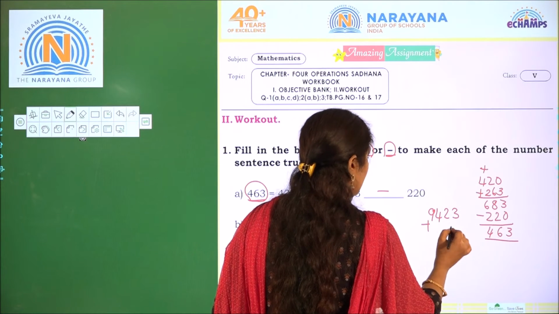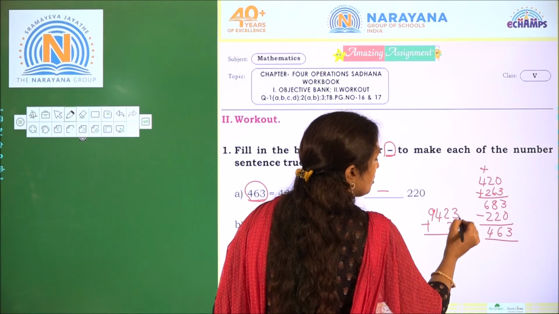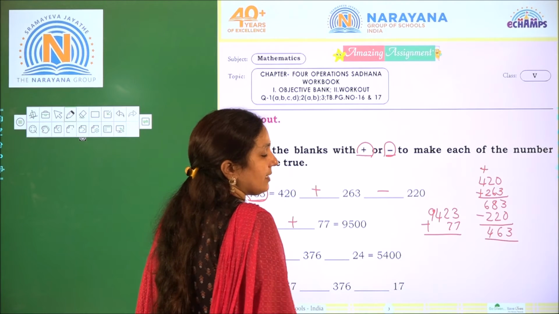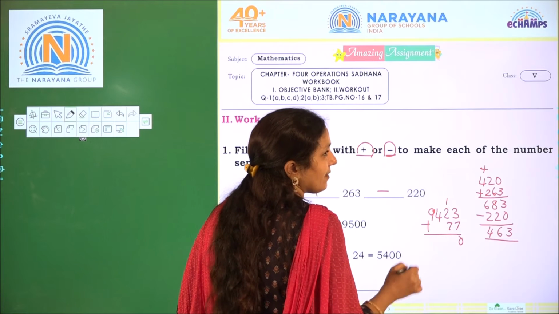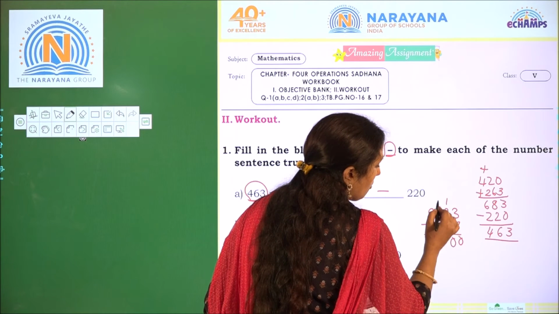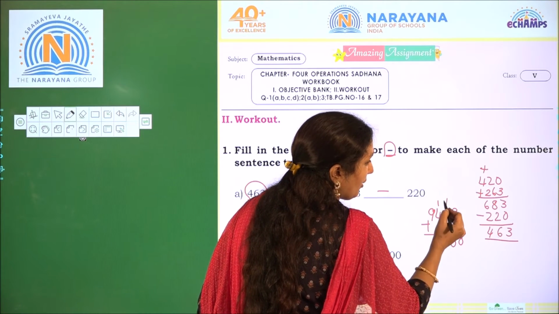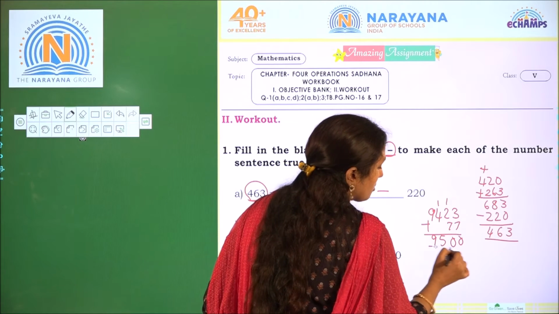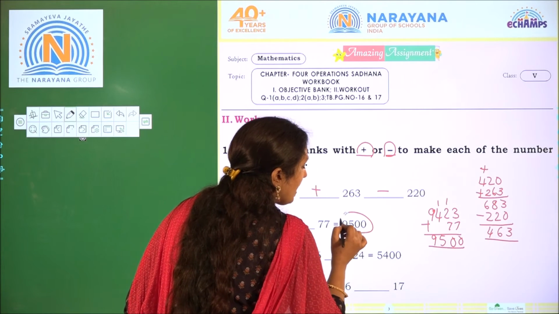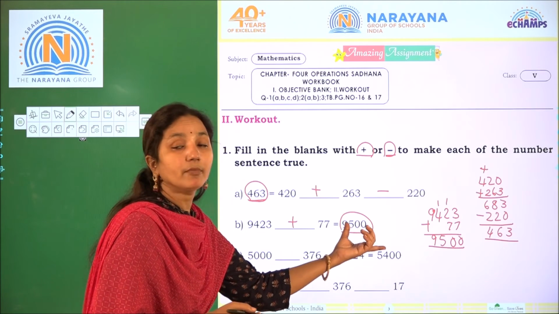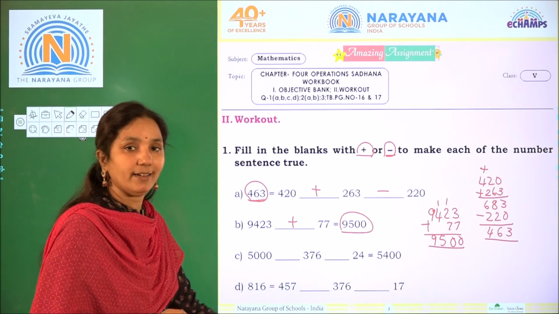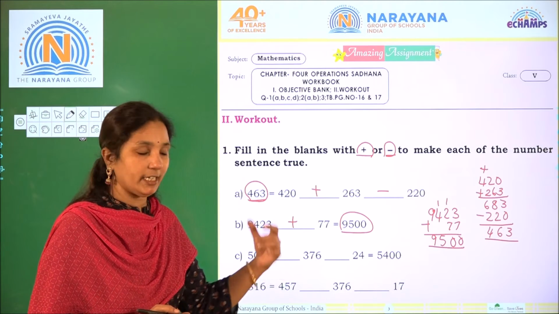9423 plus 77. So 3 plus 7, how much? 3 plus 7 is 10. Write here 0, 1. 1 plus 2 plus 7 equal to 10. Now 1 plus 4 equal to 5. Now 9. So the value is 9500. So if you write plus only, it will be equal to 9500. If you write minus, it will not equal.